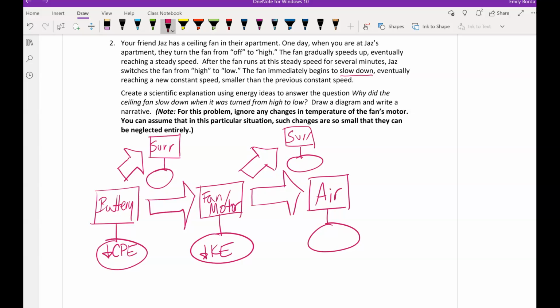Now you can think about this as a result of the battery, the fan motor system would be increasing in kinetic energy because the battery is powering the fan motor system.